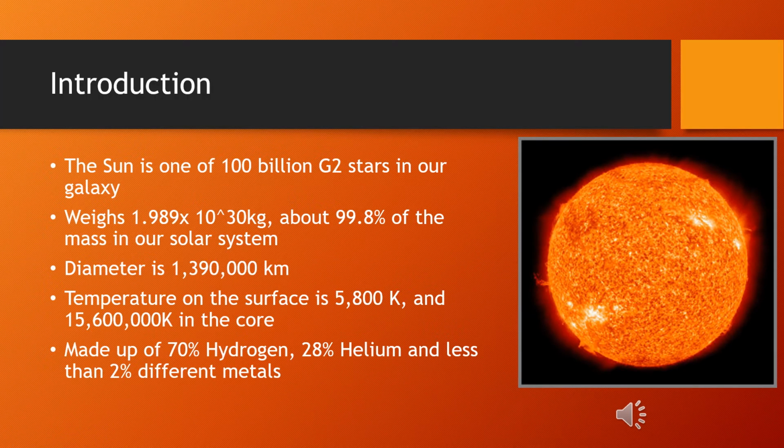First off, I'm going to talk about some of the characteristics of the sun. The sun is one of 100 billion G2 stars in our galaxy. It weighs about 1.99 times 10 to the 30 kilograms, which is about 99.8% of the mass in our entire solar system. The diameter of the sun is 1,390,000 kilometers. Temperature on the surface is about 5,800 Kelvin, which changes. And in the core, it's about 15,600,000 Kelvin. It's also made up of 70% hydrogen, 28% helium, and then less than 2% of different metals being caused and created by different nuclear reactions happening around the sun.